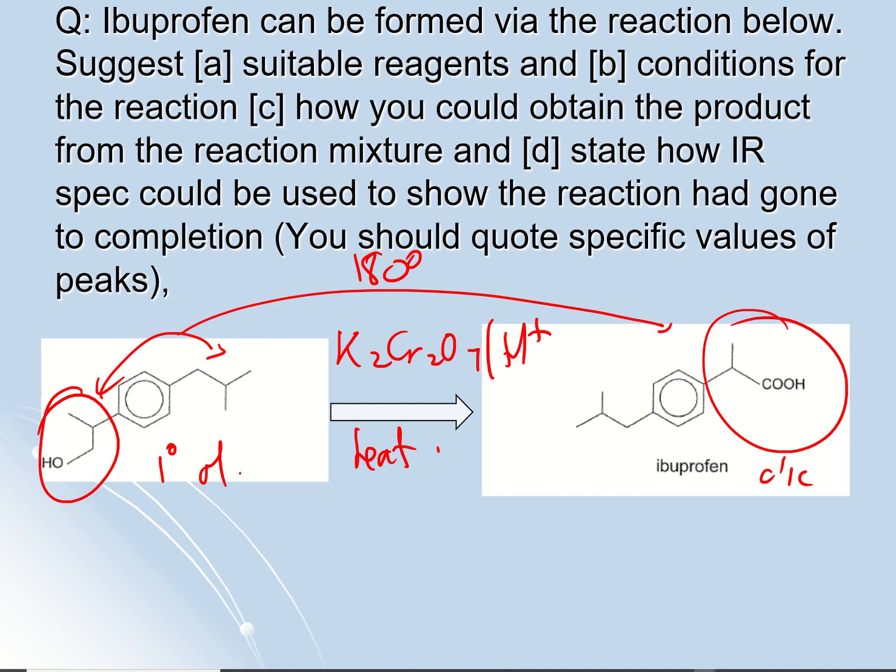How would you obtain the product from the reaction? Well, that should be heat under reflux actually, I suppose. You would obtain it by distillation. Now we don't know its boiling point, so we can't quote that.